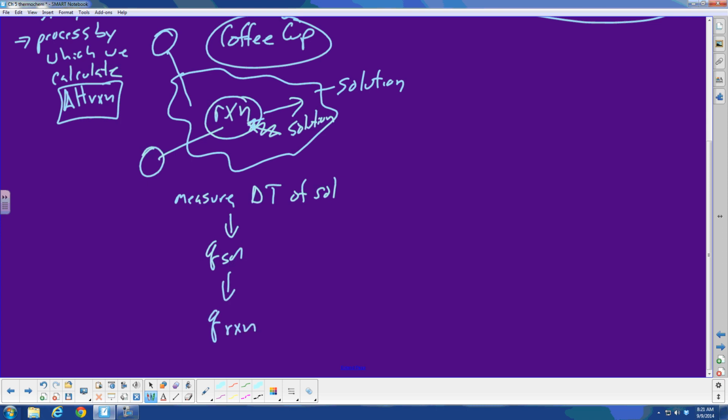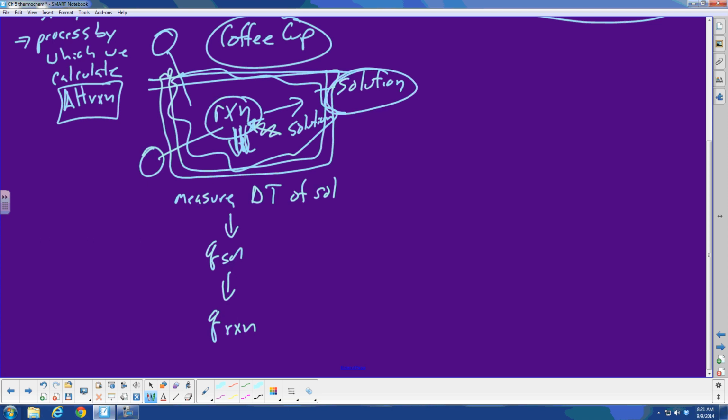Now, wait a minute. How do I get Q of reaction from Q of solution? Well, we're going to assume that this is in a well-insulated coffee cup, which means we're going to assume none of the heat escapes. So all the heat that leaves the reaction has to go into the solution. So if I can figure out the heat of the solution, then I've figured out the heat of the reaction. Q solution is going to equal Q reaction with one difference.